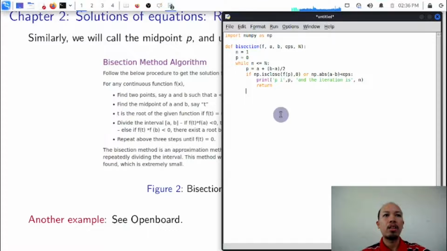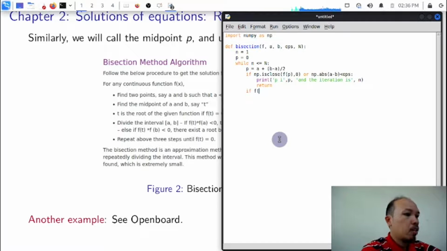Okay, so let's open our Python. So if f of a times f of p is less than zero, then what we will do is b is equal to p, and else, what we will do is we need this one, a is equal to p.